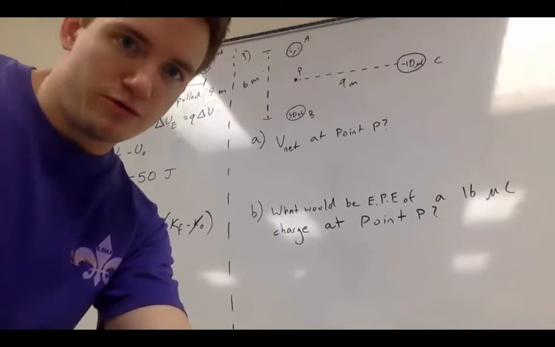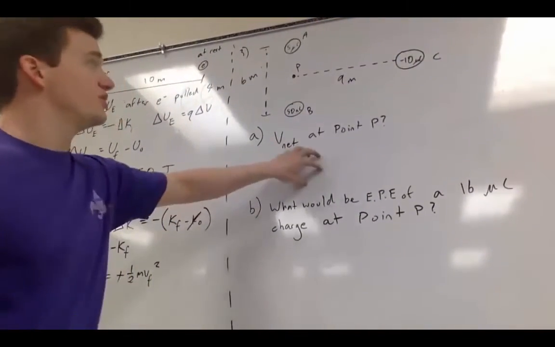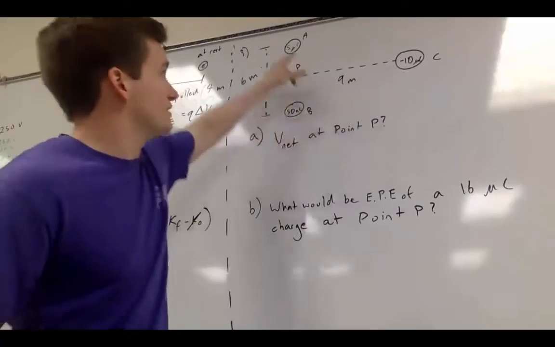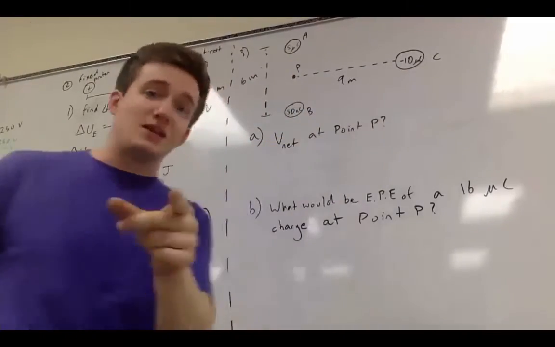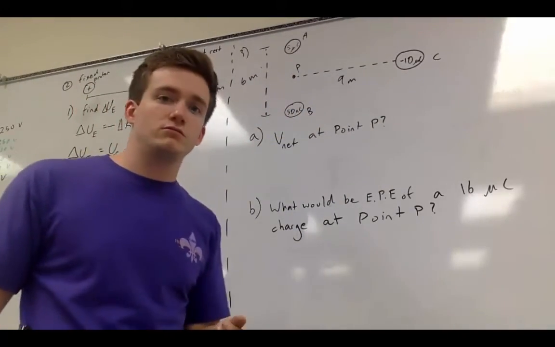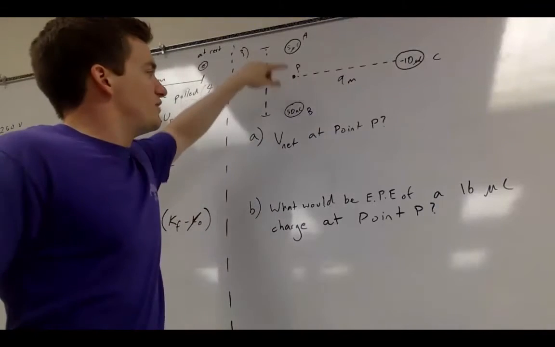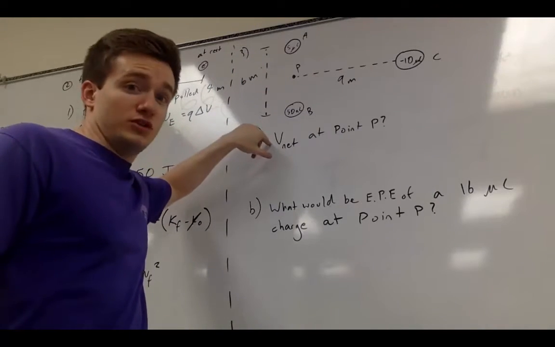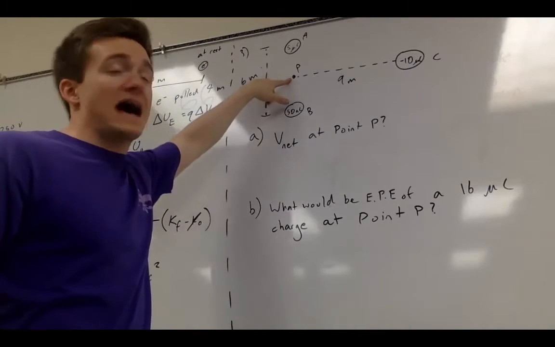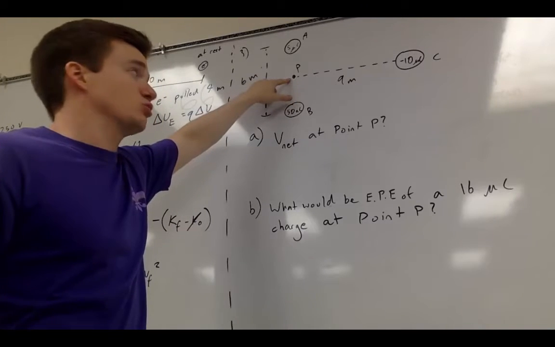All right, last one before I take a break. This is number 3. We have 3 different charges. I've labeled them A, B, and C. If they're not labeled on your paper, make them labeled. Very easy. We want to find the net potential, the net voltage, the net volts at point P. What is the net potential right there?